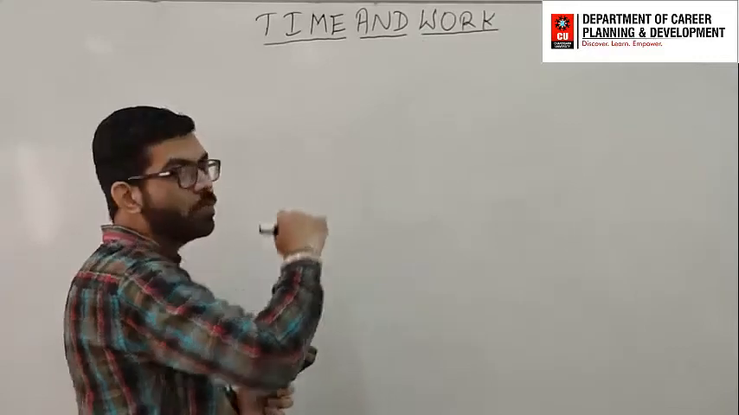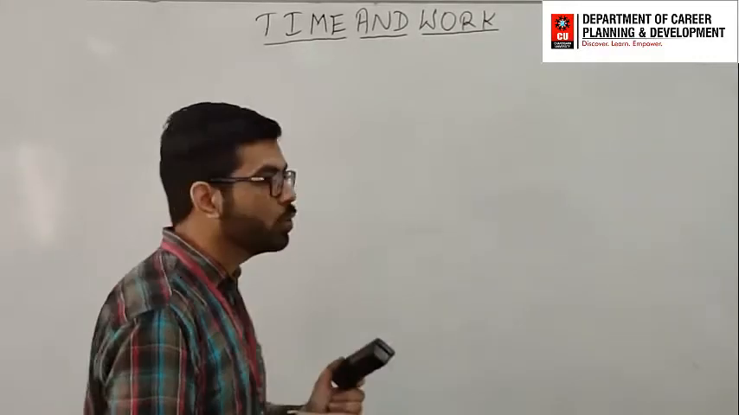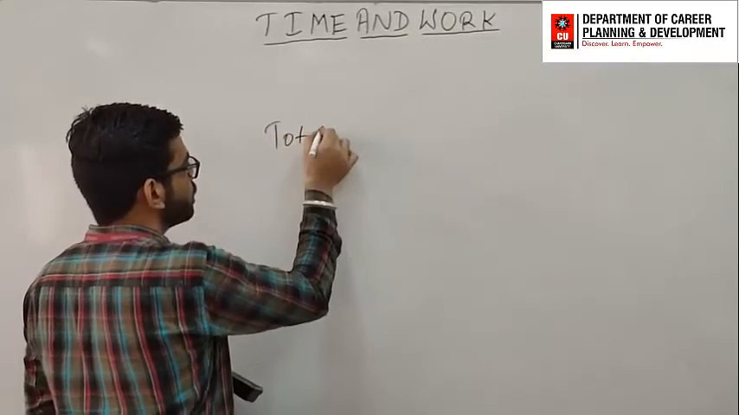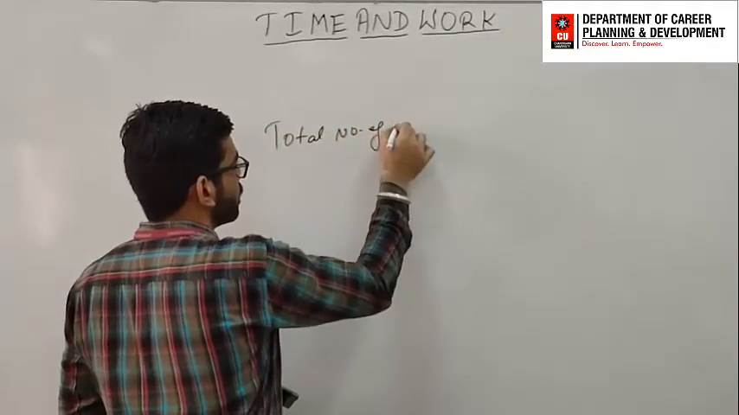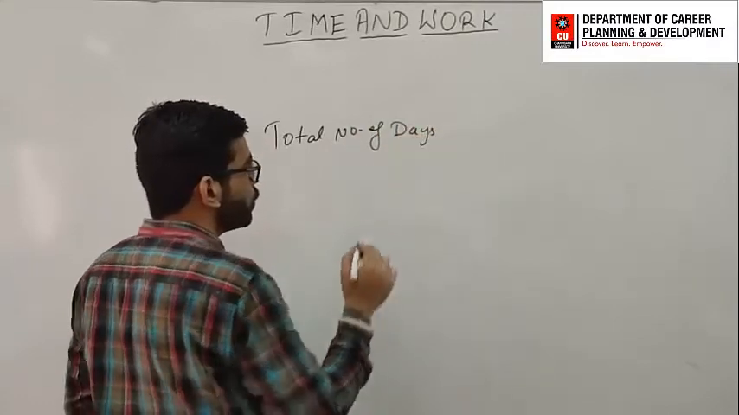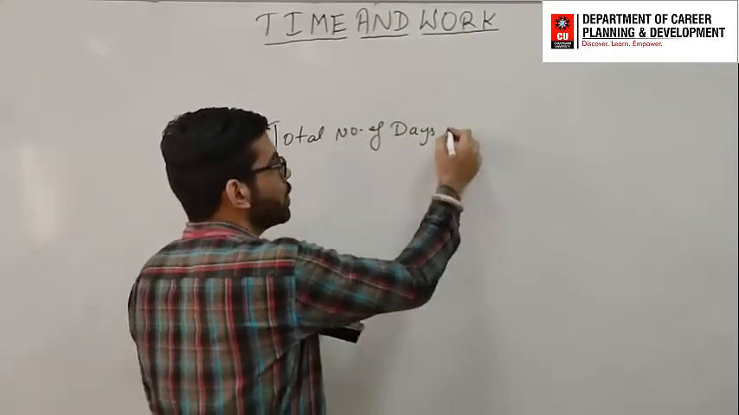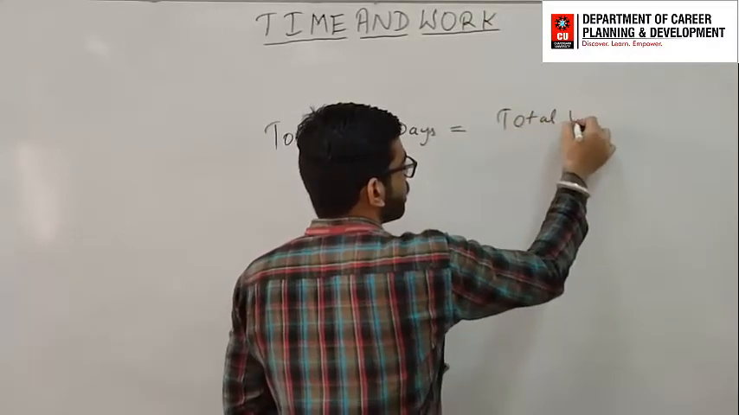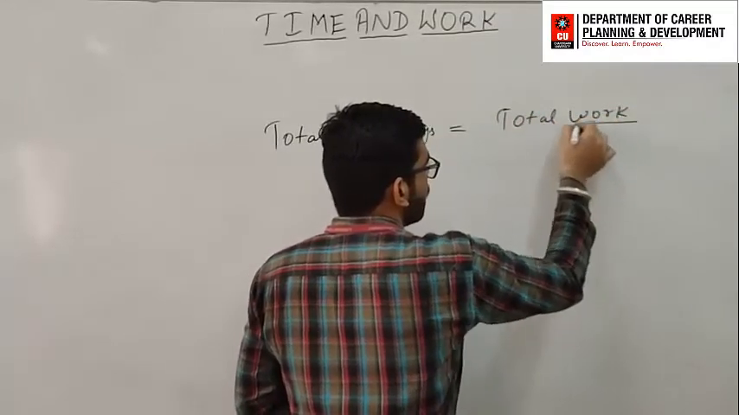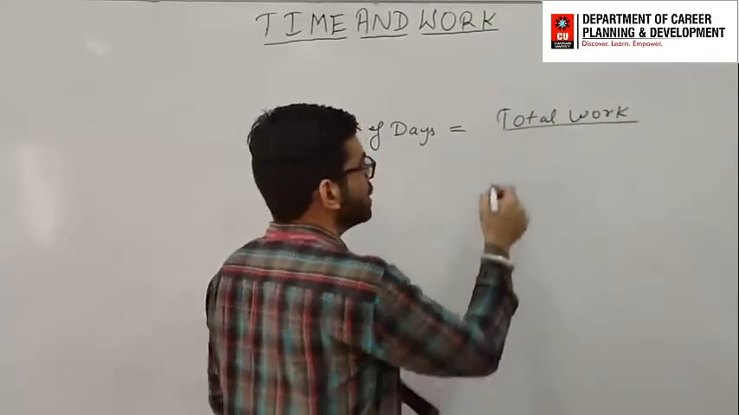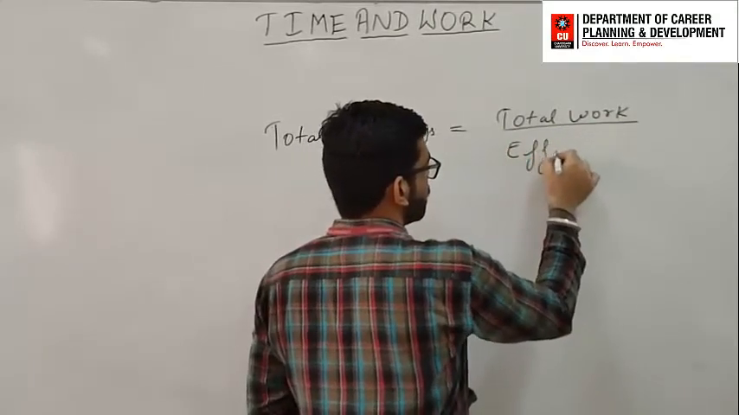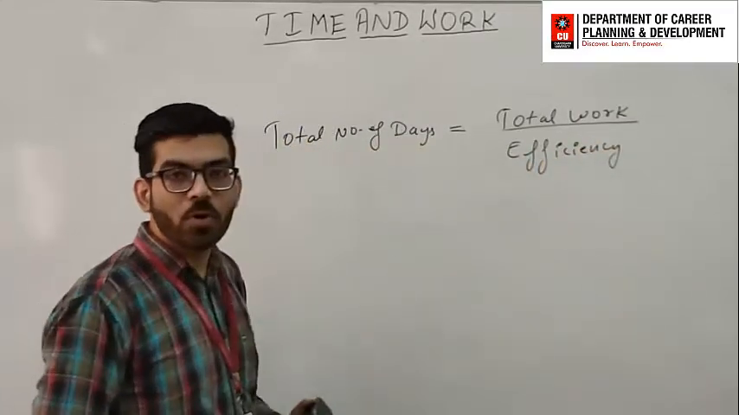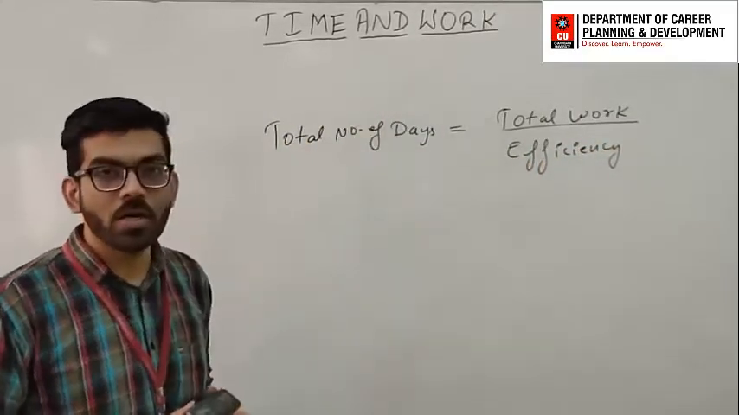For the whole of time and work, there is only one formula to solve the questions. The formula is: the total number of days to complete the work is equal to total work divided by the efficiency. This is the one and only formula to apply in the whole time and work chapter.